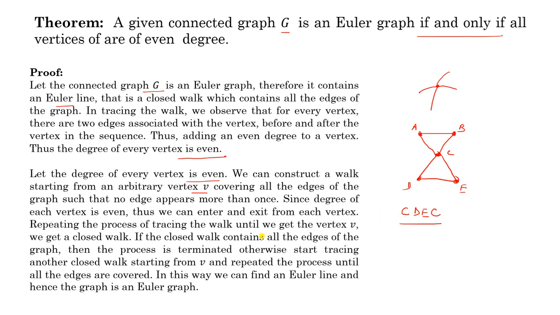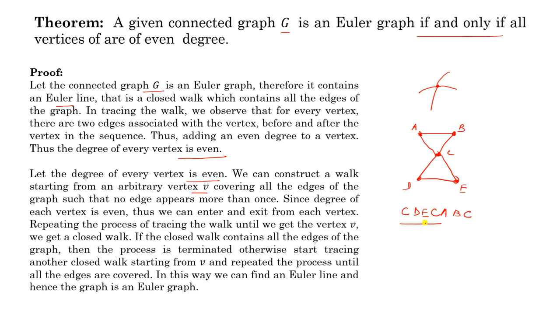If the process is not terminated, we have to again check for a closed walk starting from the same vertex C. And the next walk may be, look at this, C, A, B, C. If you combine these two closed walks, it may be possible that it contains all the edges of the graph G, or it may be possible that it does not contain all the edges of the graph G. If it contains all the edges, then the process is terminated.